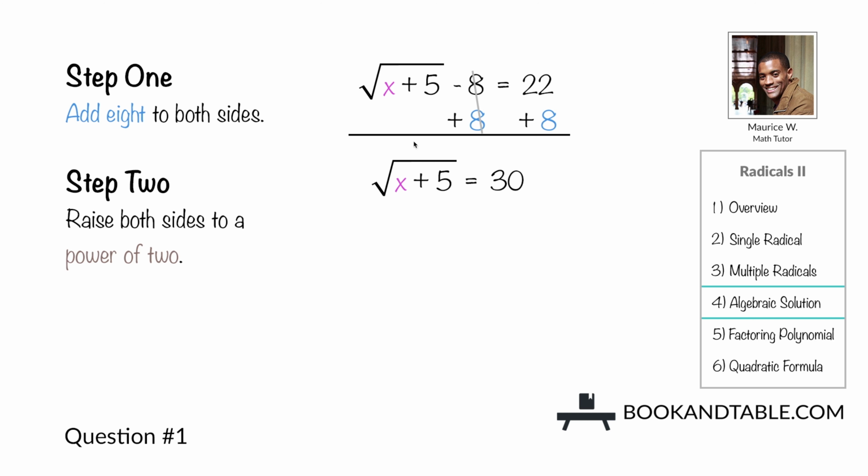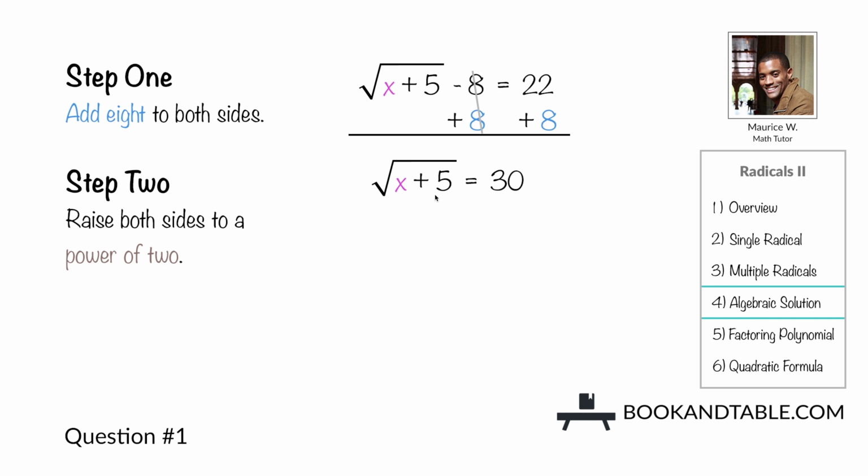Question number 1, we were given radical x plus 5 minus 8 is equal to 22. You want to isolate the radical, so you remove the constant on the same side as the radical. So step 1, add 8 to both sides. Negative 8 and positive 8 cancel, leaving you with just radical x plus 5 on the left side. And on the right side, you have 22 plus 8, which gives you 30.